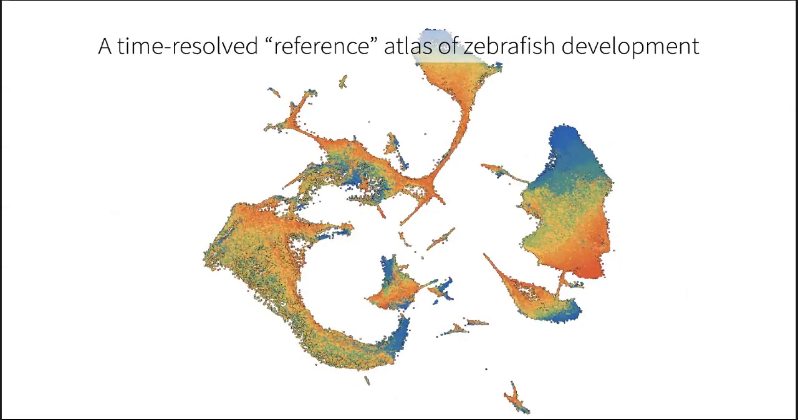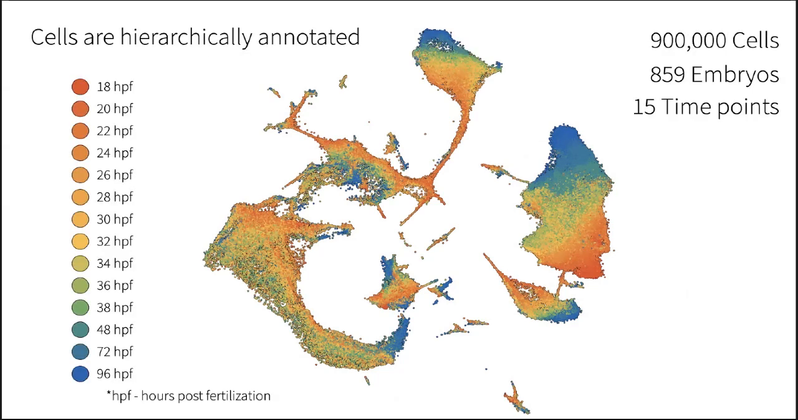So to get a sense of the baseline variability in each cell type in the embryo, we first created a time-resolved reference atlas of zebrafish development. And so we've sequenced a little bit less than 1 million cells from 859 different embryos, and these were collected at one of 15 time points from 18 to 96 hours post-fertilization. So this window opens when segmentation is ongoing and somitogenesis is happening, and goes all the way through embryogenesis and into the early larval stage.